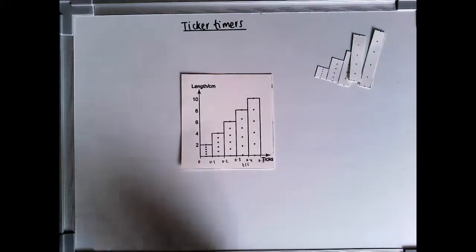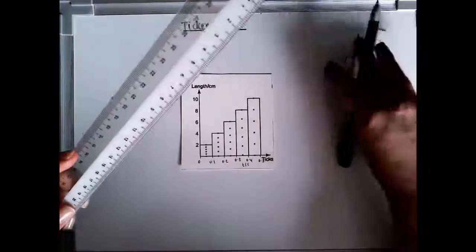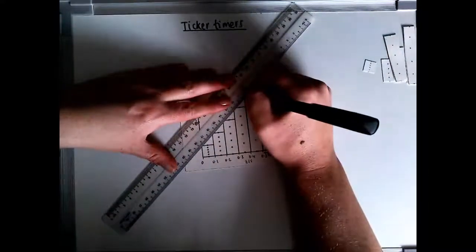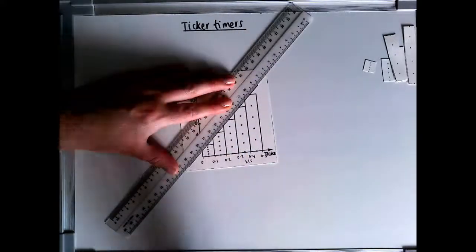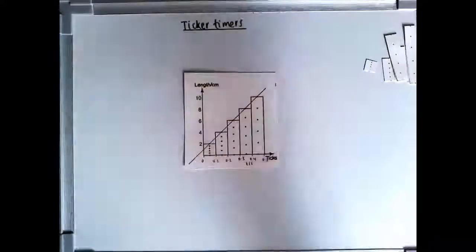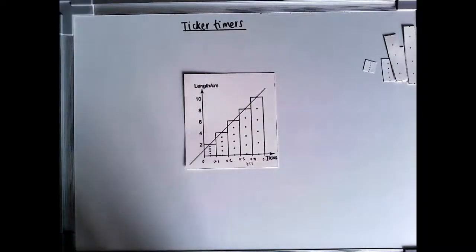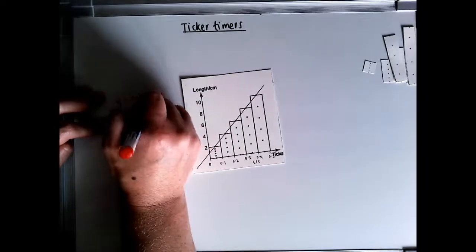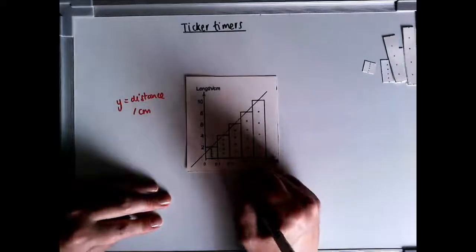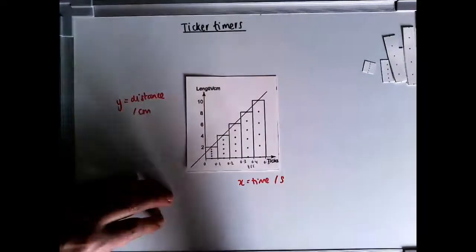And so I can do something quite clever, which is that I can look at the gradient that is produced from these ticks. Okay, so what I'm going to do, move that out of the way, is make sure my ruler is going through all of the points at the top of each ticker tape. Okay, now length is a distance, and that's on my y-axis. So my y is distance in centimetres, and my x is time in seconds.